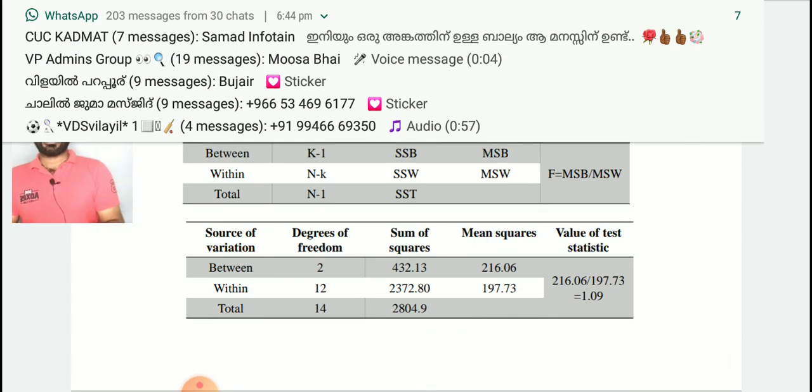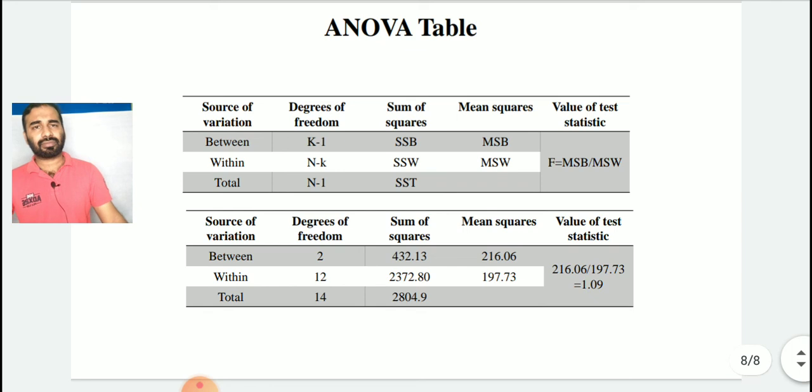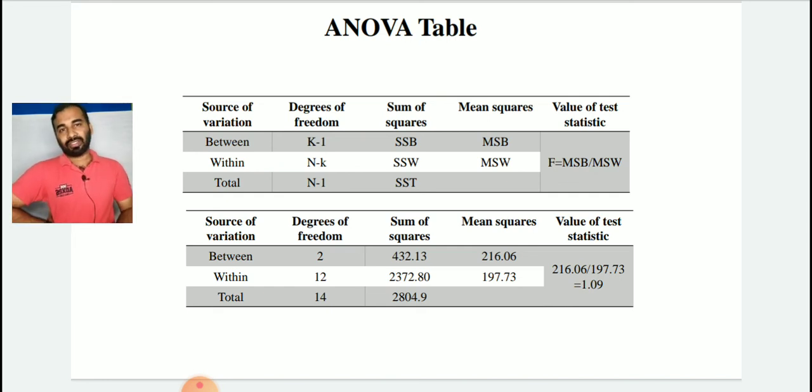Okay, then after that what you have to do is compare your F value with your table F value. If the actual F value is greater than the table value, then we have to reject the hypothesis, or if it is not, then we have to accept the null hypothesis.